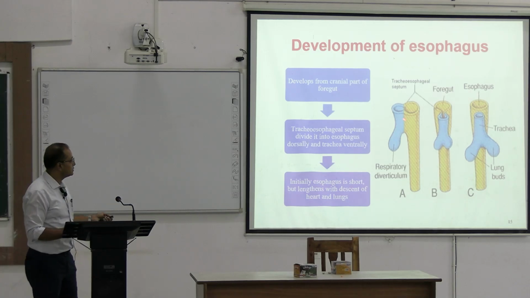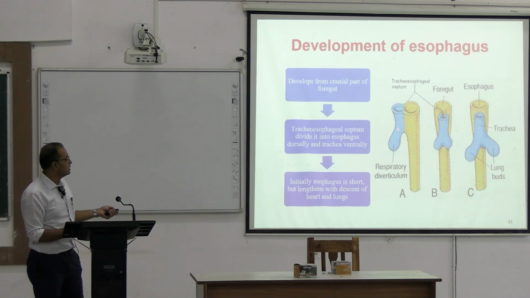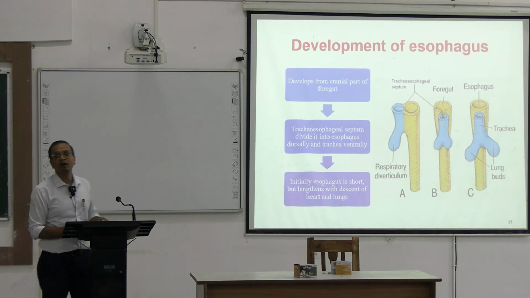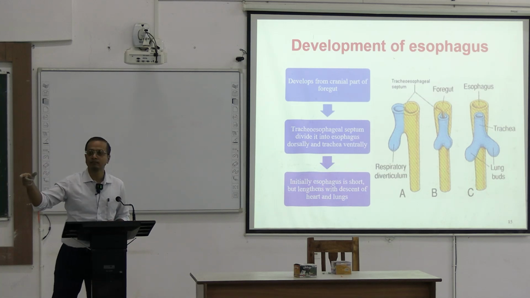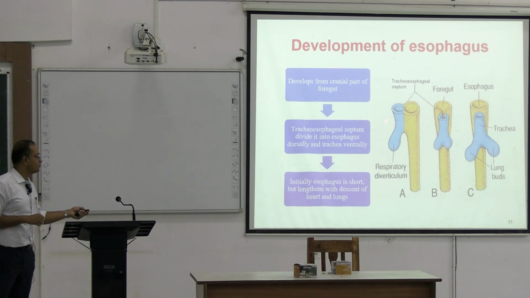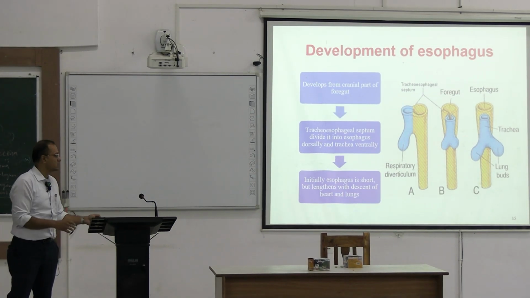So this particular projection, which is coming from the anterior wall of the developing foregut tube that is going to yield the esophagus, shows a bulge out position. We call this bulge out a diverticulum. This diverticulum we call the respiratory diverticulum. That means that's what is going to yield the respiratory system. Now, this particular respiratory diverticulum, as time progresses, splits into two and becomes lung buds like this.